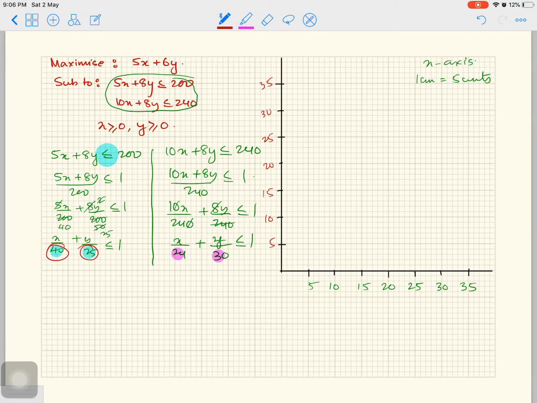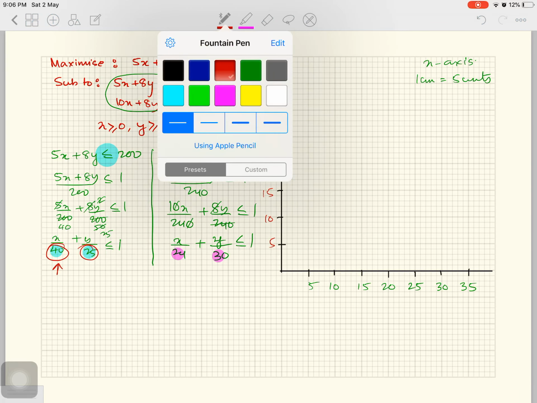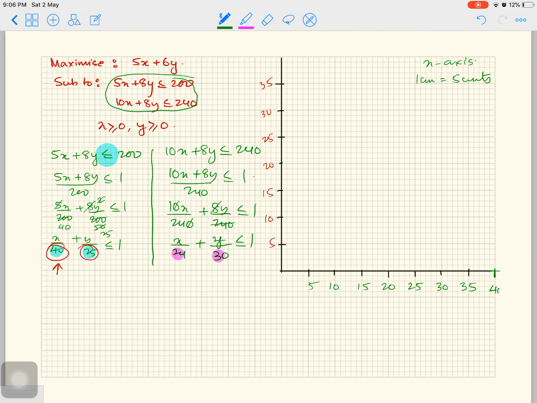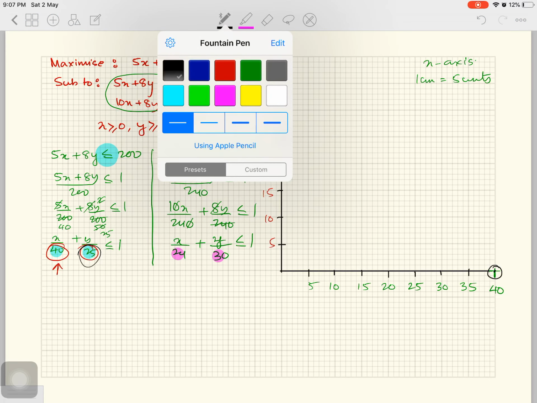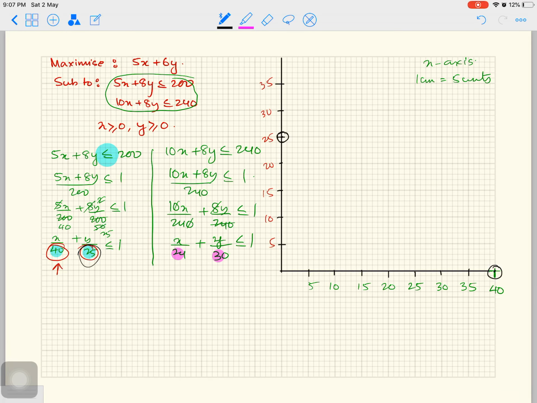Let's start to plot the blue ones first, the highlighted ones, 40 and 25. On the x-axis it has to be 40. I need to make one more mark here. So that's 40 here, and 25 on the y-axis. Here is 25, if you can see. Let's join this. It would be somewhat like this. Yeah, that's correct.